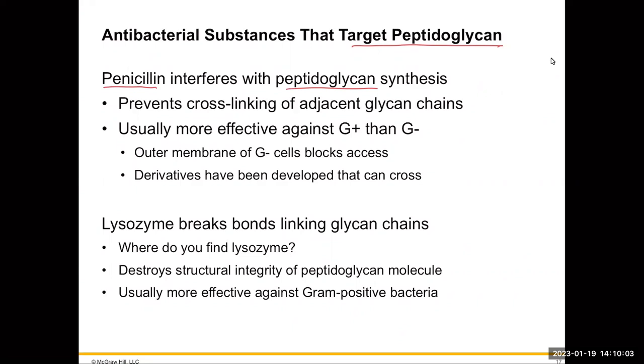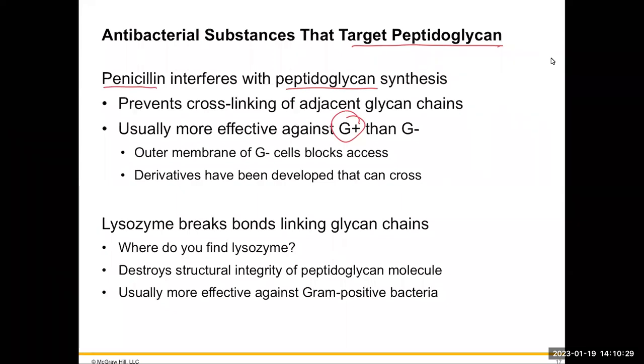So that's going to kill gram-positive. So they're usually more effective against gram-positive than gram-negative. They've modified some penicillins, and that makes them broad spectrum, so they'll work against both. But the original penicillin is more effective against gram-positive than gram-negative because of the thicker peptidoglycan layer.